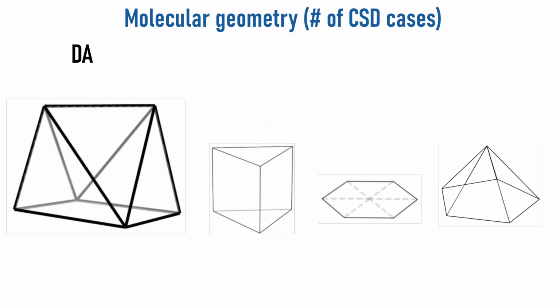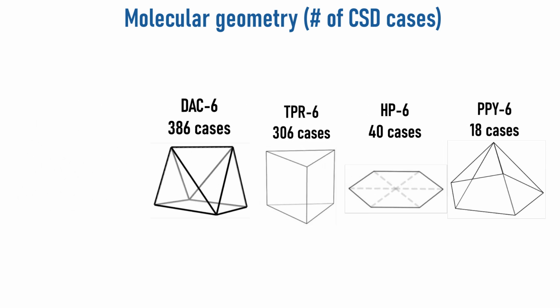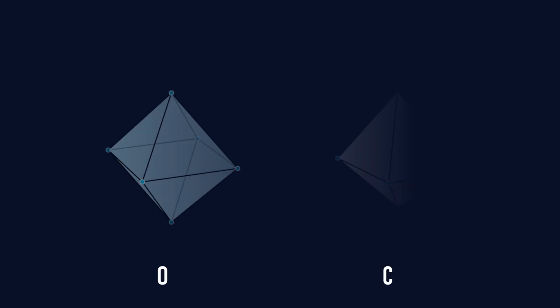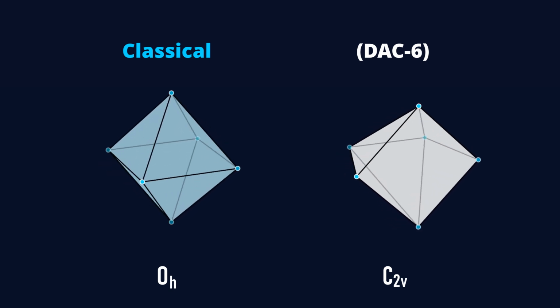DAC6 appeared 386 times. More often than the trigonal prism, the planar hexagon, or the pentagonal pyramid among 6 coordinate complexes. And yet the classical picture is not discarded. The octahedron still dominates, accounting for more than 98% of the 6 coordinate set. So this is not a rejection of textbook geometry. It is a correction to an incomplete basis. What has often been labeled a distorted reference shape may, in fact, be a different thermally distinguishable geometry.